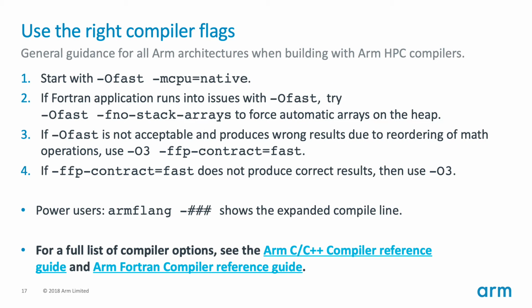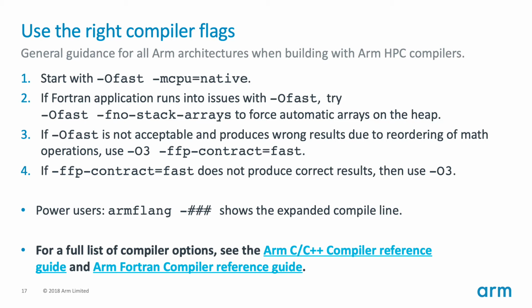Related to this, be sure you're using the right compiler flags. So in general, always start with the -Ofast -mcpu=native flags. These work for both the C and the C++ compiler and the Fortran compiler. -Ofast should give you maximum optimization. It should really go as fast as possible. The -mcpu=native is critical.